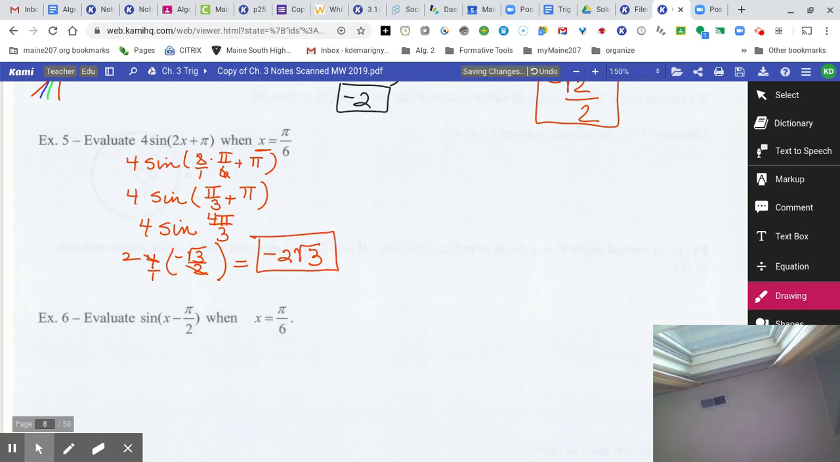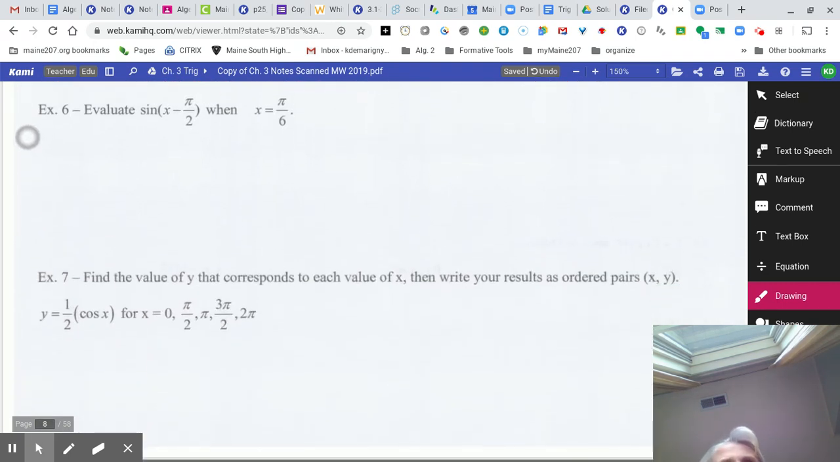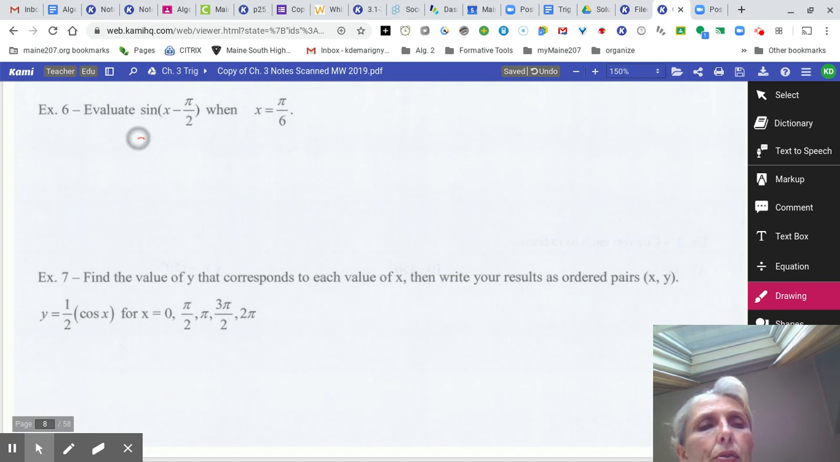Kind of nifty, huh? So they seem really complicated, especially if you were to see these on a standardized test, but they're really not that bad. On to the next part. So we're asking you to evaluate the sine of x minus pi halves when the x value is equal to pi sixths. Okay, so we're going to say we have the sine, and they're telling me x is now pi sixths. So I have a pi sixths minus a pi halves.